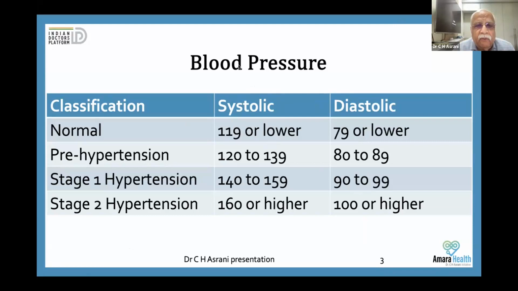Normal blood pressure is 119 or lower, and 79 or below. Both have to be at this level for us to say it is normotensive. Pre-hypertension is systolic 120 to 139, or diastolic 80 to 89. Stage 1 hypertension is systolic 140 to 159 or diastolic 90 to 99. Stage 2 hypertension is systolic 160 or higher, or diastolic 100 or higher. So if I have a patient who has a systolic blood pressure of 130 and a diastolic of 102, that patient would be stage 2.